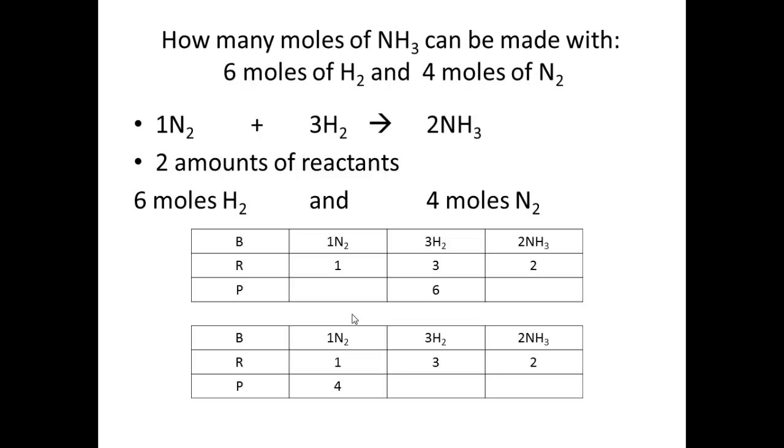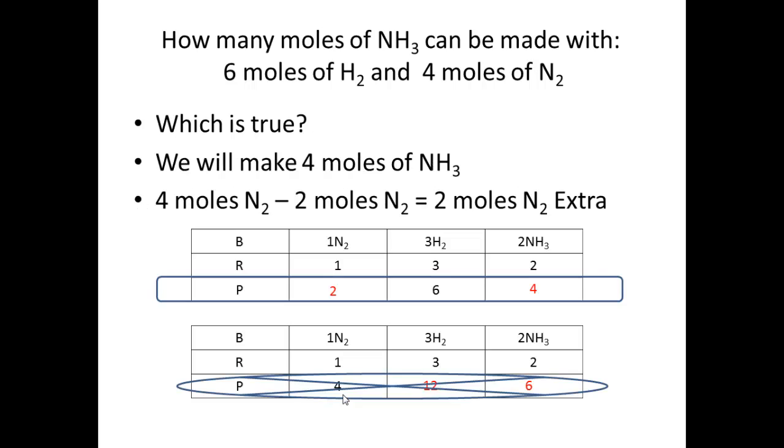So let's try another one. How many moles of ammonia can be made with 6 moles of hydrogen and 4 moles of nitrogen? Now, we know that it's going to be a BRP problem, a 2-1, because we have 2 separate amounts. We have 6 moles of hydrogen and 4 moles of nitrogen. So I'm going to do one with 6 moles of hydrogen and one with 4 moles of nitrogen. And I keep my ratio. My first one on the top, I have 2, 6, 4. My bottom one, I have 4, 12, 6. One of these is true, and it's, again, the top one.